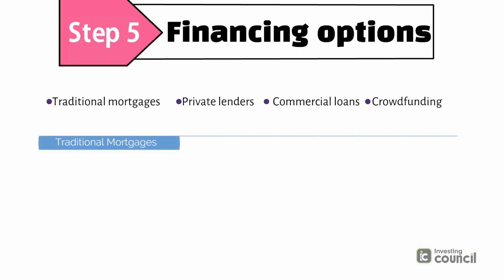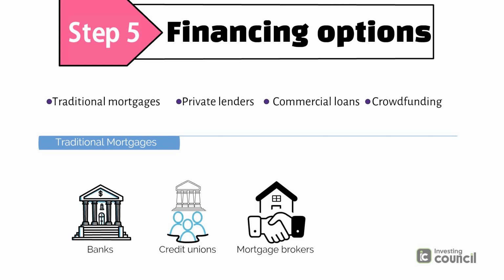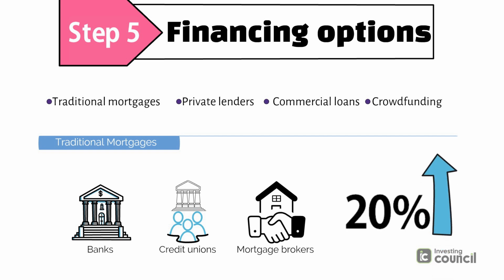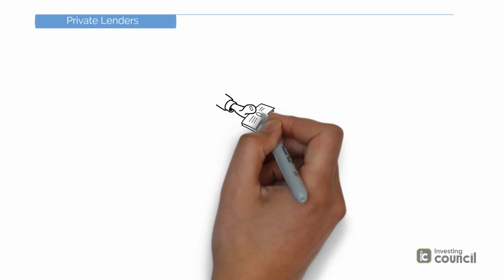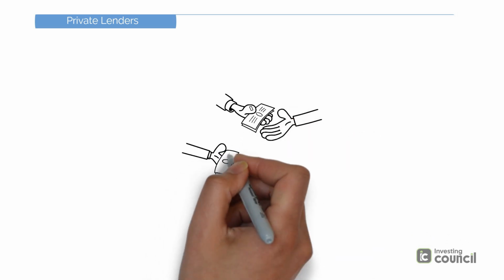Traditional mortgages. Multifamily properties can be financed through traditional mortgage lenders such as banks, credit unions, or mortgage brokers. These lenders typically require a down payment of 20% or more and have specific underwriting requirements related to the property and the borrower's financial history. Private lenders. Private lenders can also provide financing options for multifamily properties.